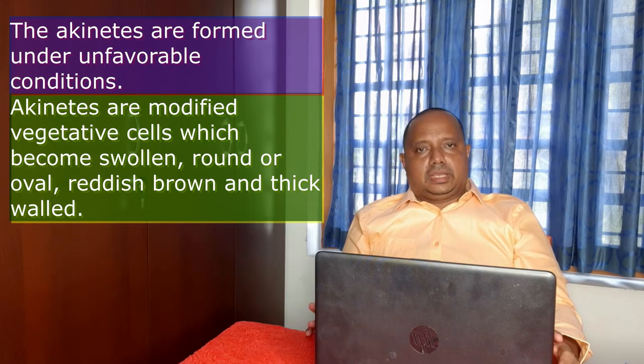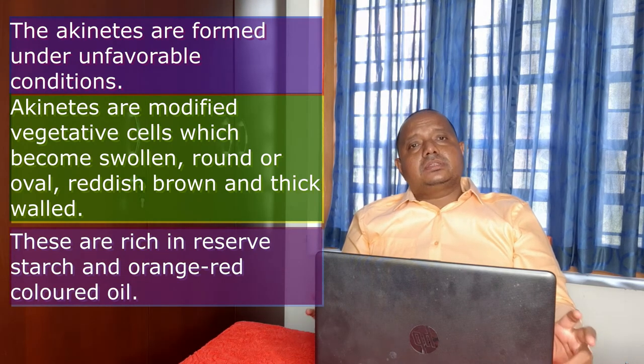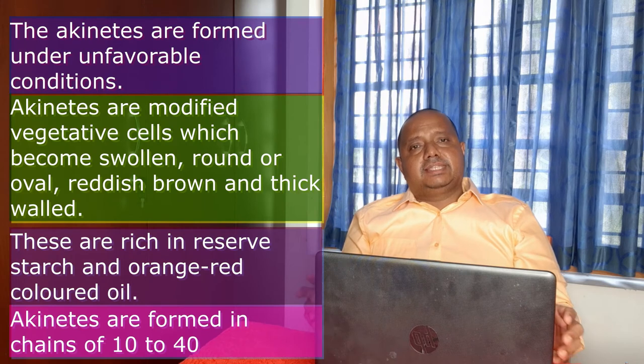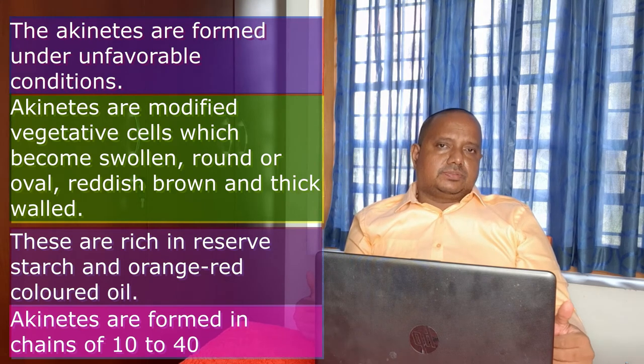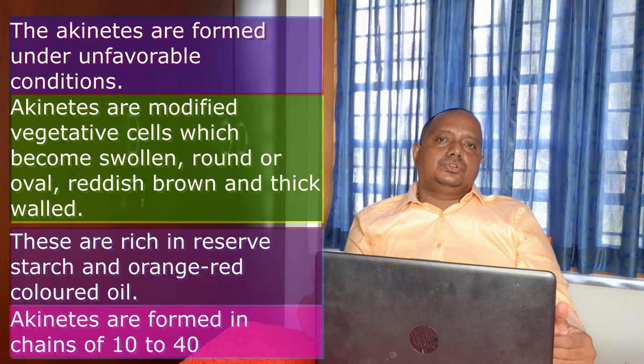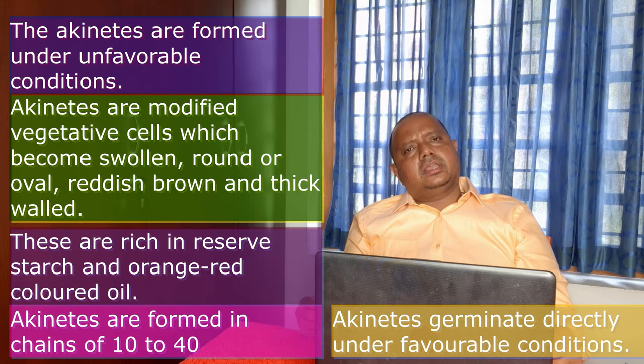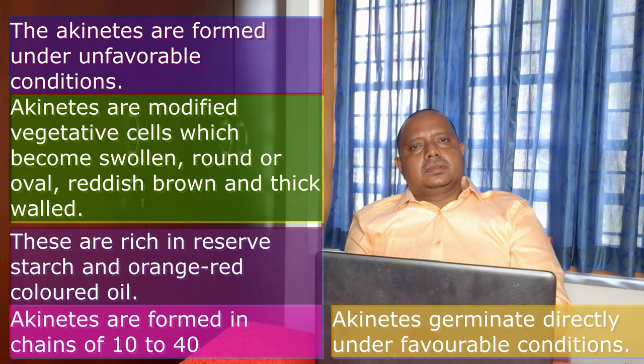develops into an akinete. These akinetes store a large amount of starch and an orange-red colored oil, and they are formed as a chain because all the cells of the filament become akinetes. So the akinetes appear as a chain of 10 to 40 cells. And when the favorable condition returns, the akinetes directly germinate to form new filaments.